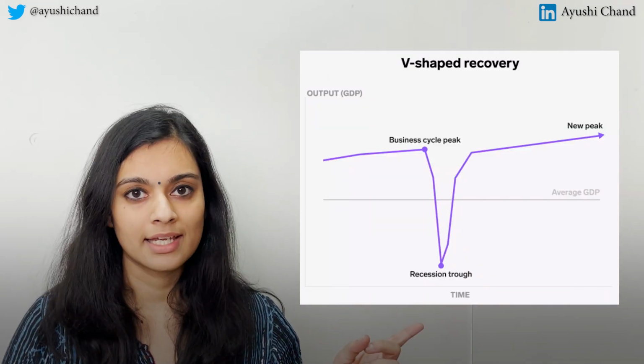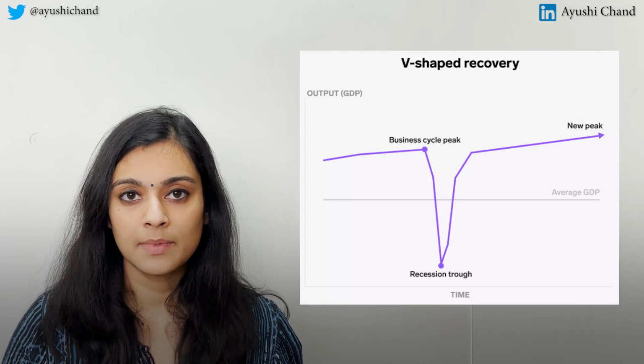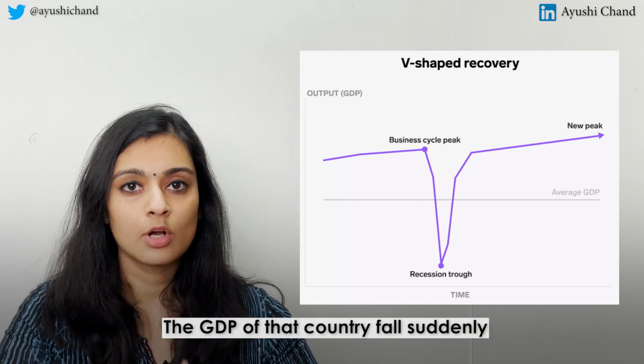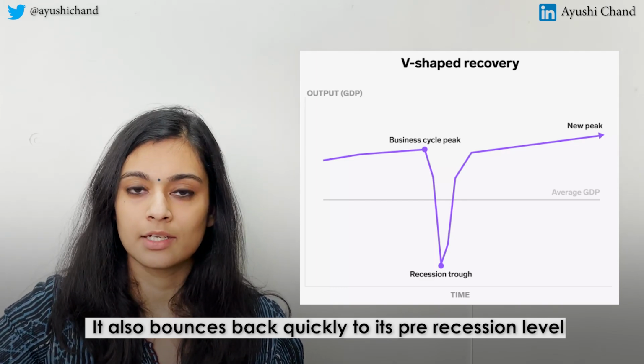This is how it looks. In a V-shaped recovery, the economy falls suddenly, and when I'm saying the economy, I mean the GDP of that country falls suddenly, and it also bounces back quickly to its pre-recession level. It is usually the quickest form of recovery that can be seen, and it is considered by the economists to be the most favorable form of recovery because the economy doesn't go through a major setback period and bounces back to its original level at a very, very rapid rate.